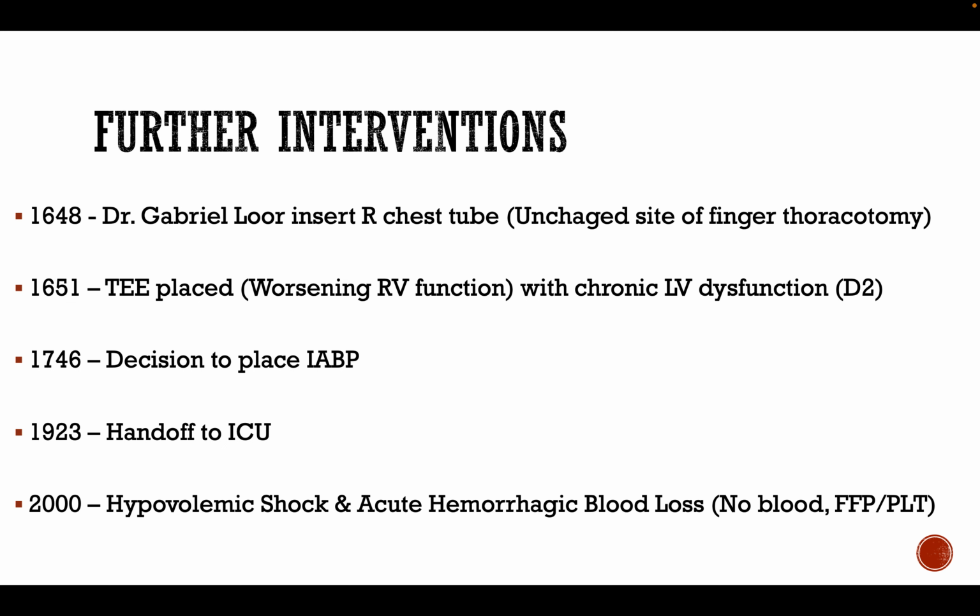Approximately 25 minutes later, there was a delay in obtaining a CV surgeon immediately to the room. The site was exchanged from a finger thoracostomy to a right-sided chest tube, with the site unchanged. We then placed a transesophageal echo and noted that the patient had worsening RV dysfunction. Given that we knew she had chronic LV dysfunction, we now had a change from our preoperative echo.